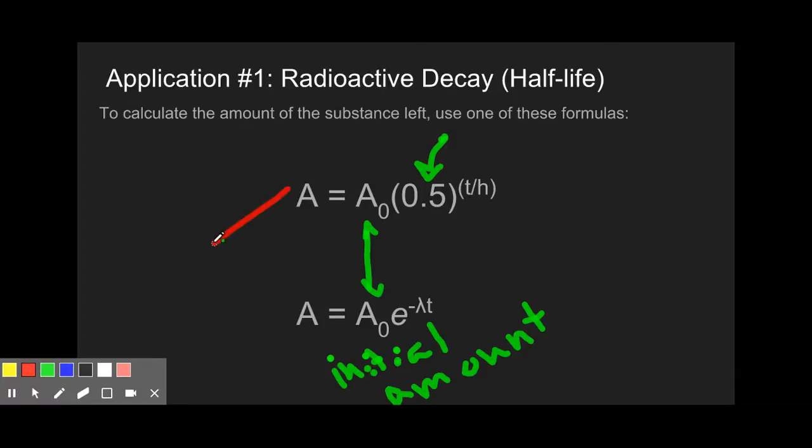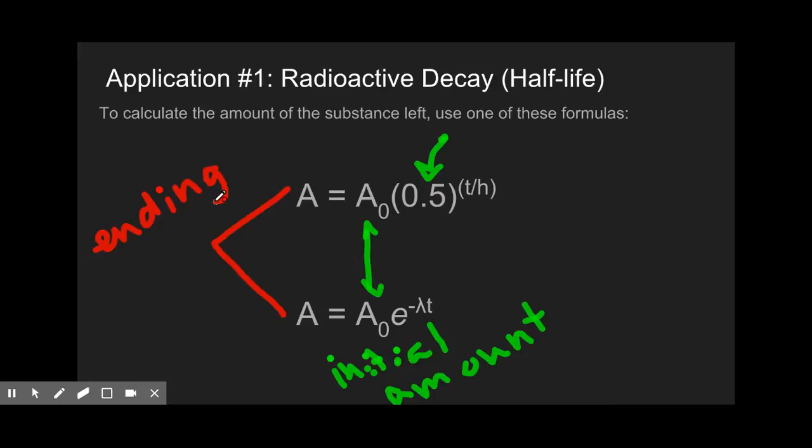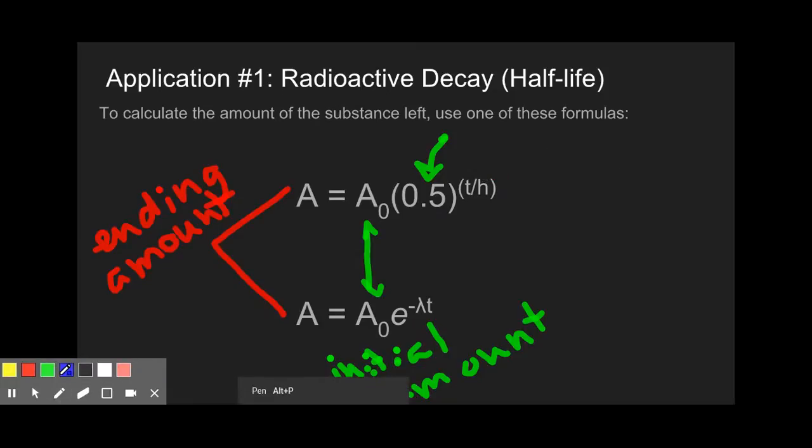Okay, A is going to be your ending amount. So if you want to know how much is going to be left over, let's say after, I don't know, 100,000 years or so of your radioactive substance, your ending amount would tell you that after you put whatever time period you want in for T. So speaking of T, T stands for time in years.